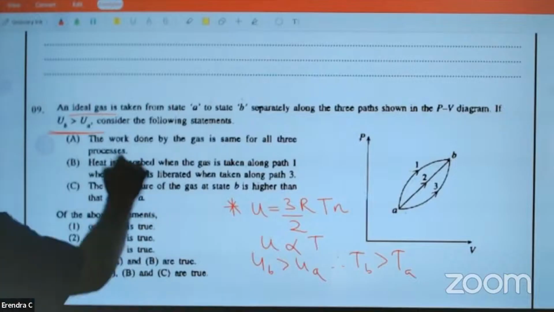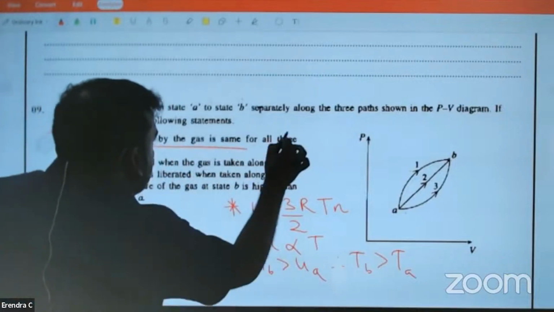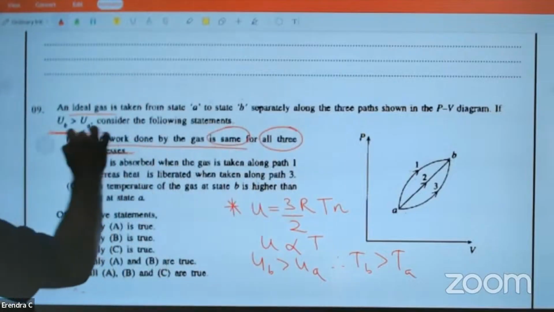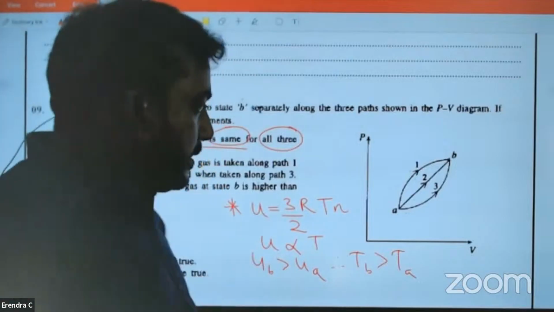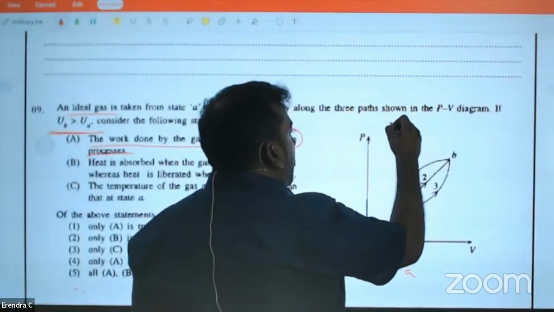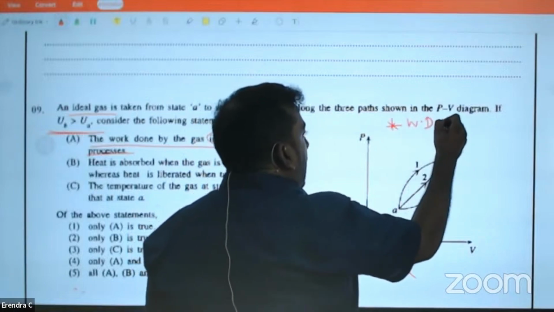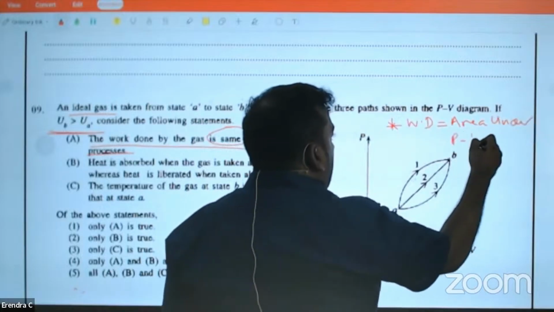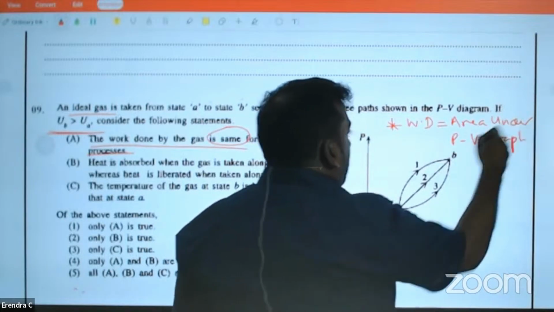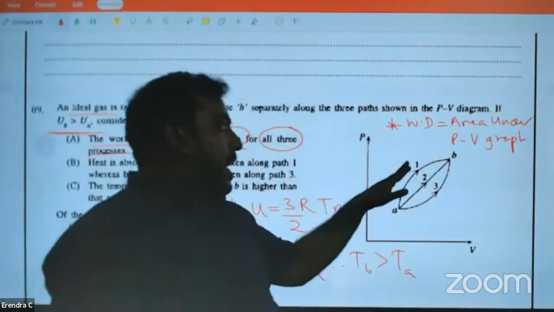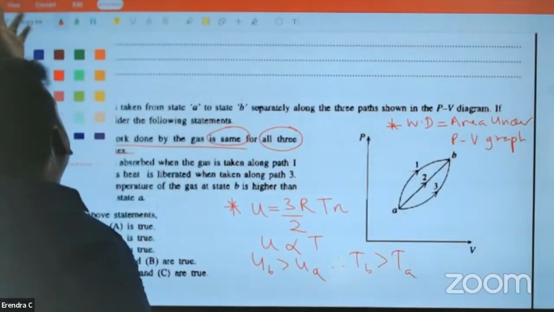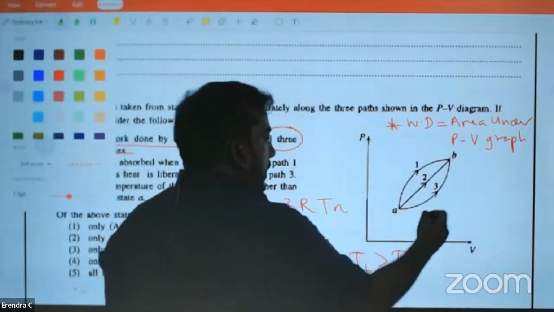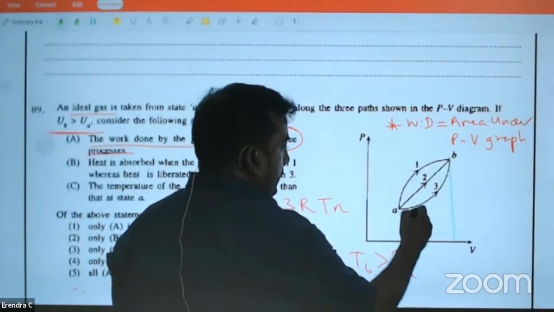Okay. Now look, work done by the gas is the same for all three processes. Right. First note: work done is the area under the graph. Work done equals area under the PV graph. Now tell me, wherever you are in Sri Lanka, are the areas under these graphs the same? I'll color it for you. Finish now. I'm going to color it. Graph number 3, green color.